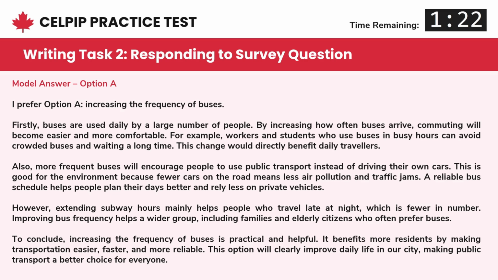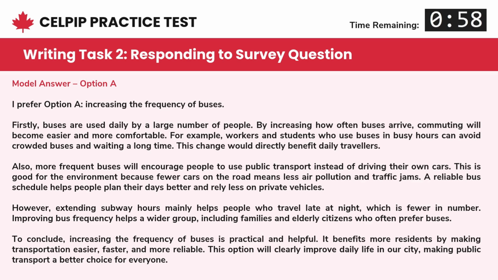Now let's see why this answer scores well. Remember, you can pause the video anytime if you need to read more slowly. The writer clearly states their choice in the opening sentence, "I prefer option A, increasing the frequency of buses." They also provide two clear reasons why they prefer this option. The first reason explained is that increasing bus frequency will benefit daily commuters.